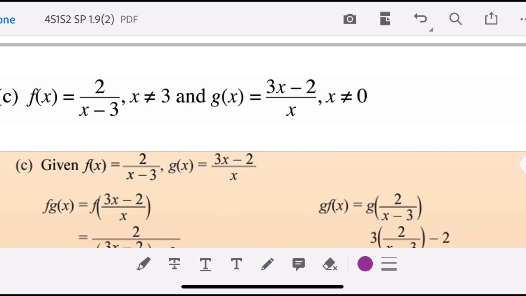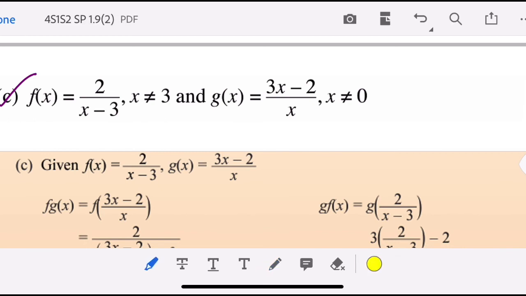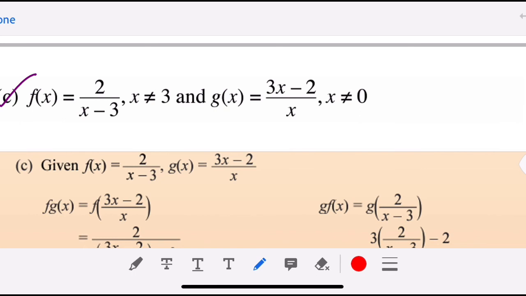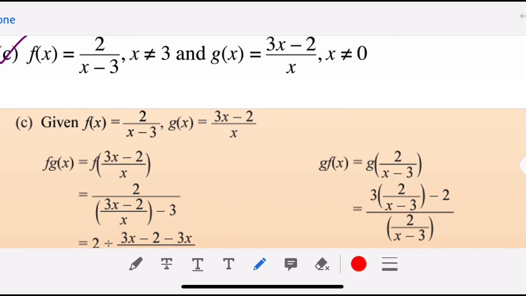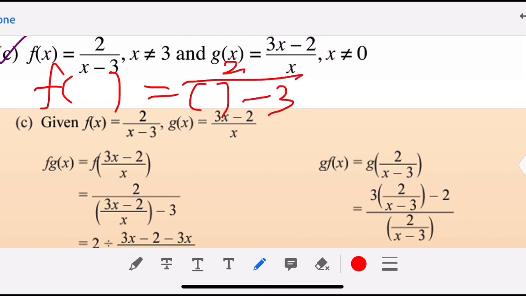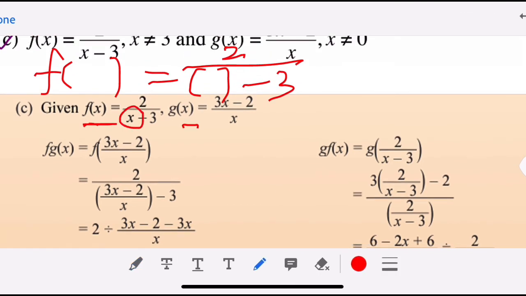For C, okay, for C, we are finding the fgx. For C, we actually find the fgx. So we start with the fx, we sub the g. So we'll substitute the g into the f. So we will copy down the f. So the moment we see x, we sub with the gx.